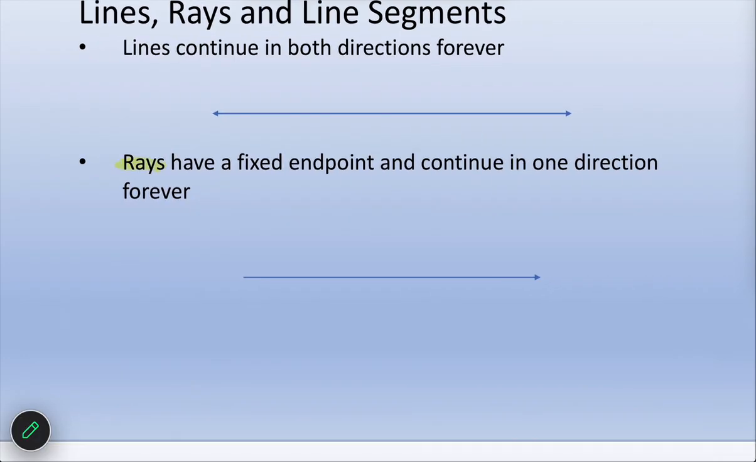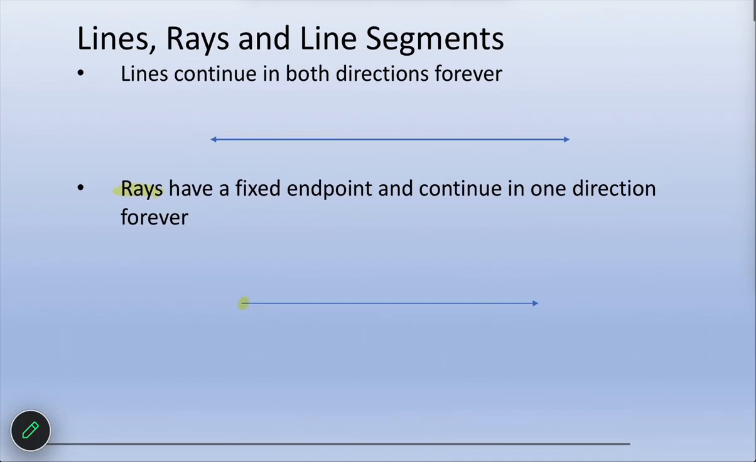Rays. Rays have a fixed endpoint, so sometimes you'll even see that endpoint there really showing that fixed endpoint, but it is going in one direction. Now this one is pointing to the right. A ray can start at any fixed point and go in any direction.